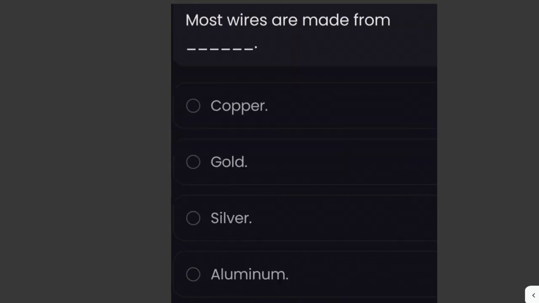Most wires are made from copper. The answer here should be copper, since copper has a high conductivity and is financially cheaper than most metals.